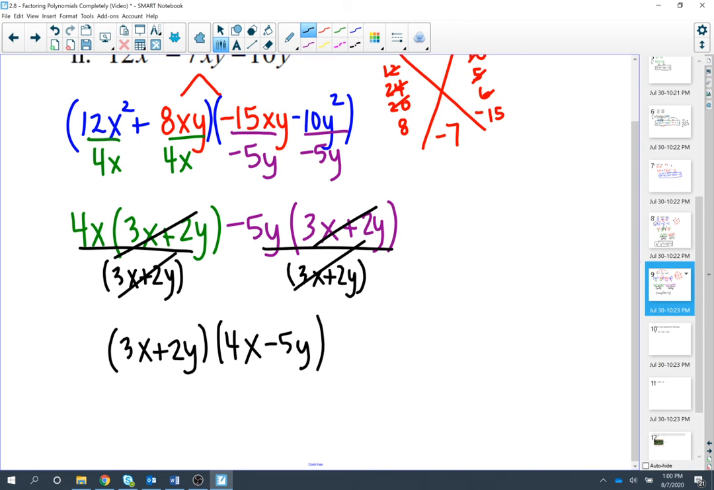There was no GCF to start with, so I don't think we have anything to bring down. And then I'm going to take a look at those. I don't have anything squared or cubed or anything funny going on. So we're all done.